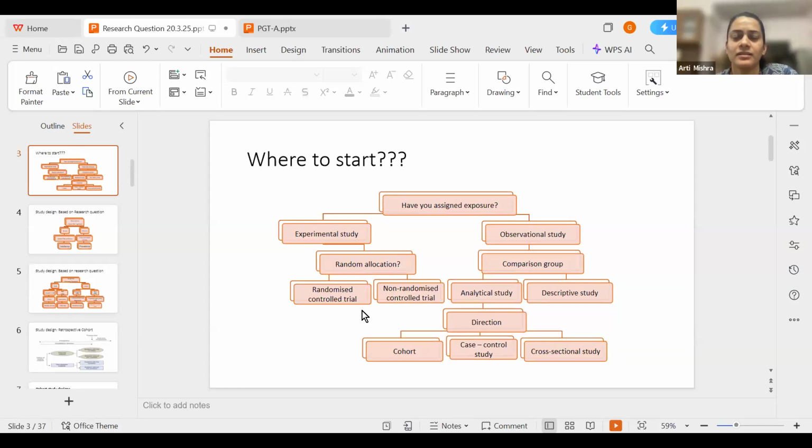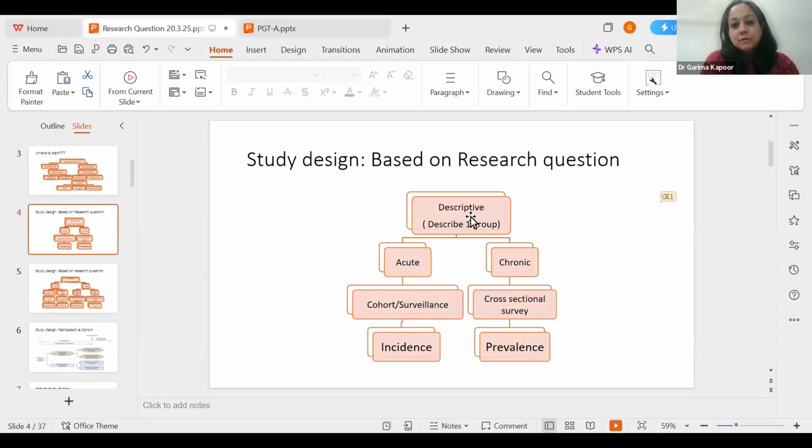RCTs are very labor intensive. There's a lot of funding involved, and there are a lot of protocols that need to be adhered to. And we had such a large number here, around 50,000 patients, right? So doing this number of patients in an RCT may not have been financially possible. Hence, when you are doing a study, you decide what the intervention is.